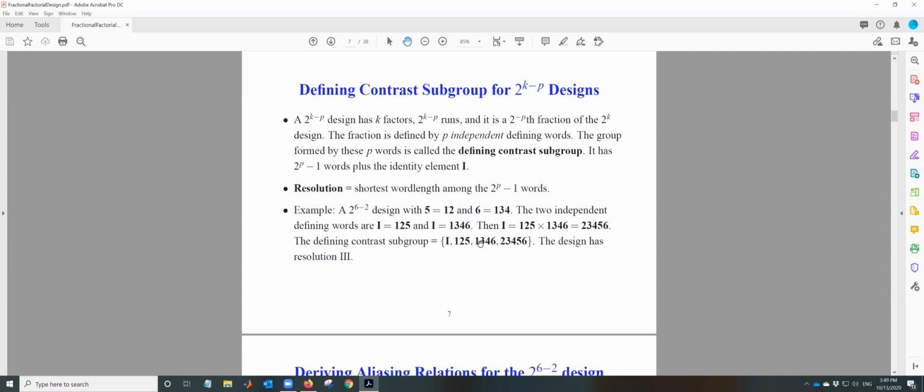5 equals 1, 2. This one defines 6. 6 equals 1, 3, 4. And this is the extra one from multiplying these 2 independent ones together. So this design has resolution 3 because of the word length pattern among the 2 power p, because the p is 2. 2 power 2 minus 1 is 3. So you have 3 defining words. And these 2 independent ones are here.